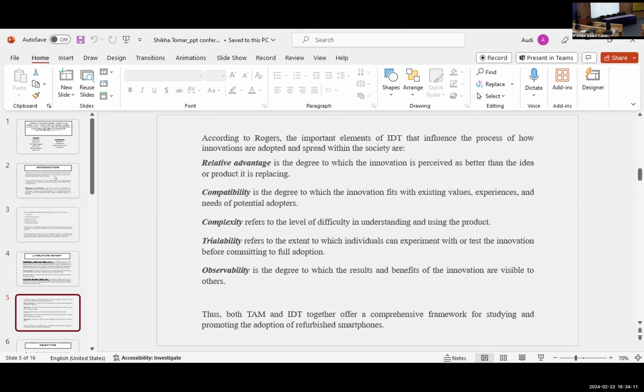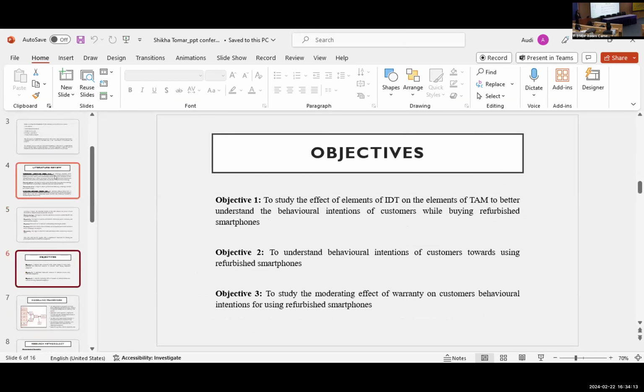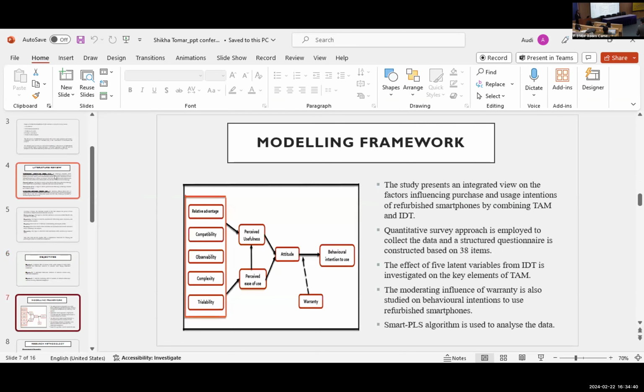of refurbished smartphones. Now, the main objectives of this paper are to study the effect of elements of IDT on the elements of TAM to better understand the behavioral intentions of customers while buying refurbished smartphones. Second objective is to understand the behavioral intentions of customers towards using refurbished smartphones. And third objective is to study the moderating effect of warranty on customers' behavioral intentions for using the refurbished smartphones.